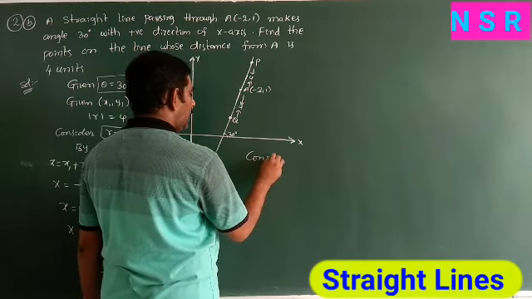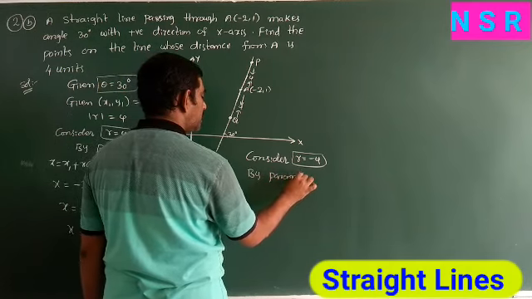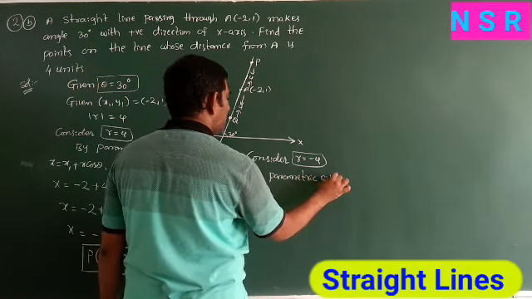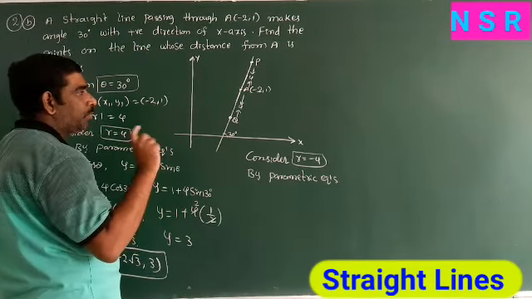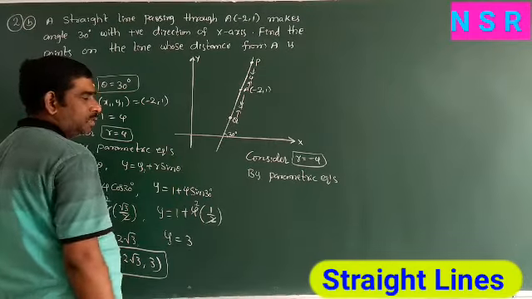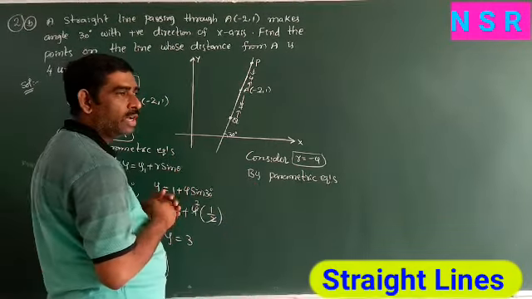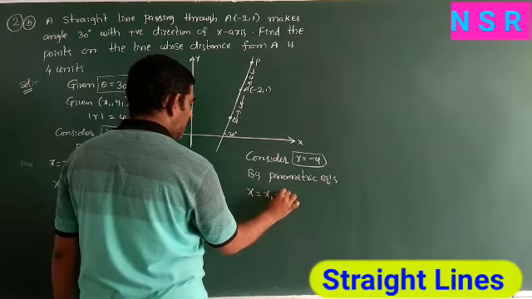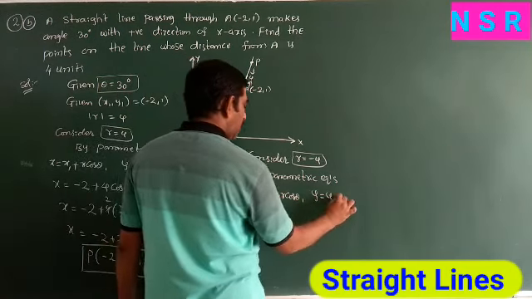Now consider r is equal to minus 4. Again by parametric equations. Why are we using parametric equations here? Because we are finding 2 points on the line. When we are finding 2 points on the line, you must use parametric equations. Without parametric equations, we cannot find 2 points on the line. So remember this point: x is equal to x1 plus r cos theta and y is equal to y1 plus r sin theta. Now substitute the values.